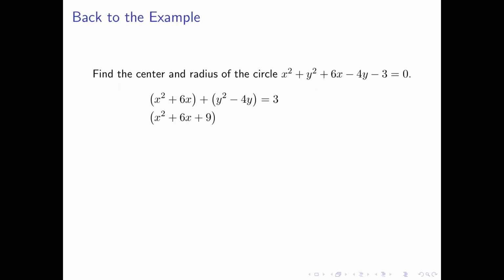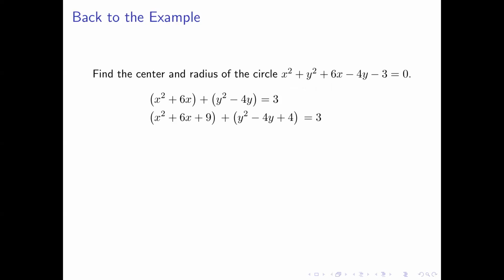So for x squared plus 6x, we're going to add 9. Remember, you take 6, divide it by 2, and square the result. That gives us 9. So we're going to add 9. In y squared minus 4y, we're going to add 4. Take negative 4, divide it by 2. That gives us negative 2, and square the result to get positive 4. So we add 4.